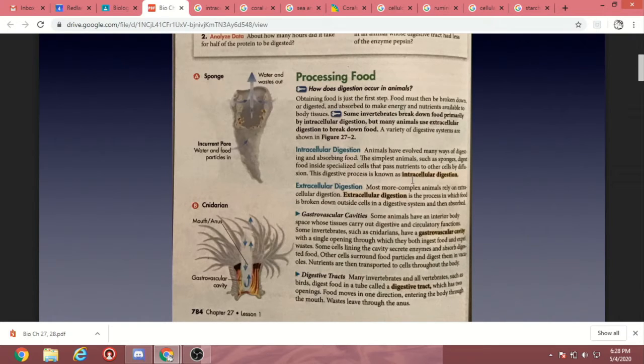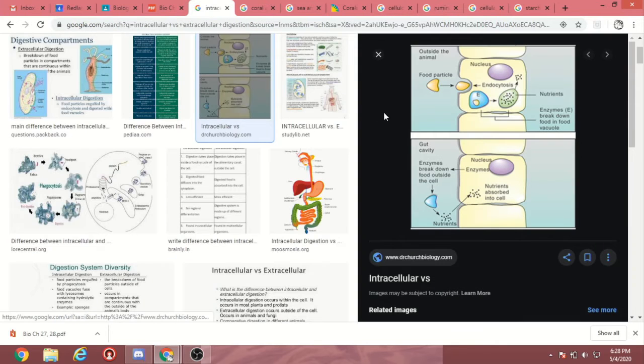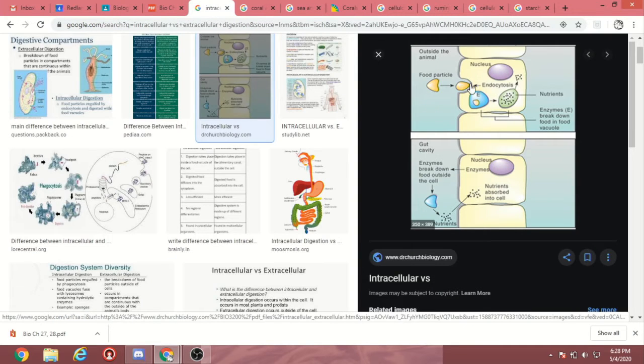Intra means inside, extra means outside. So we're looking at intracellular digestion, the inside. And here's a good picture. We have a top and bottom here. On the top is intracellular, on the bottom is extracellular. Let's look at the top, since we're talking about intracellular right now.